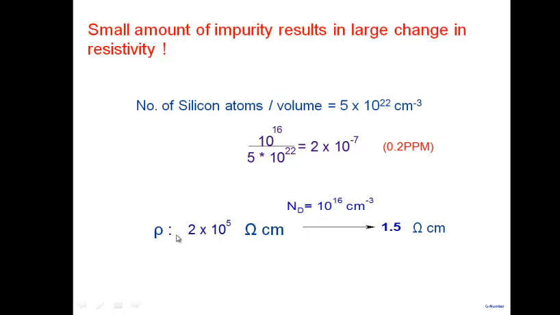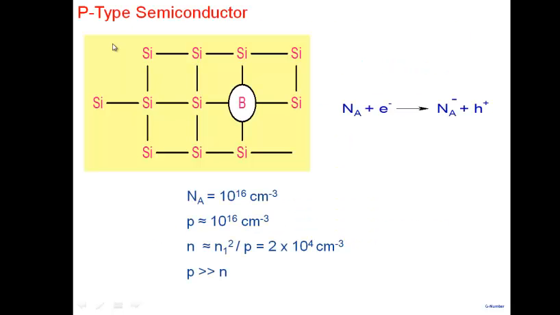And look at the change in the resistivity. The resistivity changes from 2 times 10 to the power 5 to 1.5 here. It's a huge change in resistivity by adding very, very small amounts of impurity here. Okay? So that's one of the unique characteristics of semiconductors, that you can drastically change the conductivity by adding very small amounts of impurity. Okay, let's come back. I'm going over it very quickly because that's just the background that we need to understand the p-n junction here.